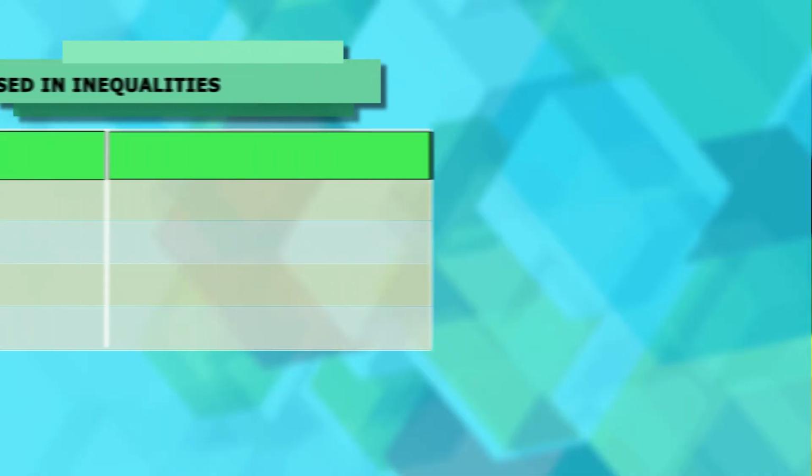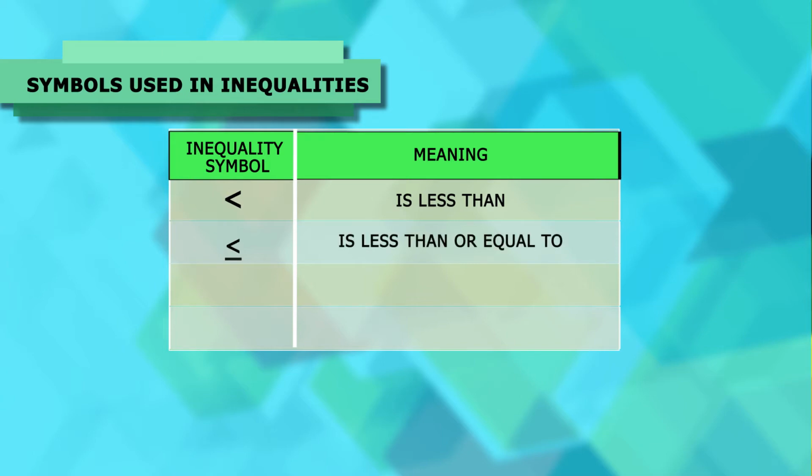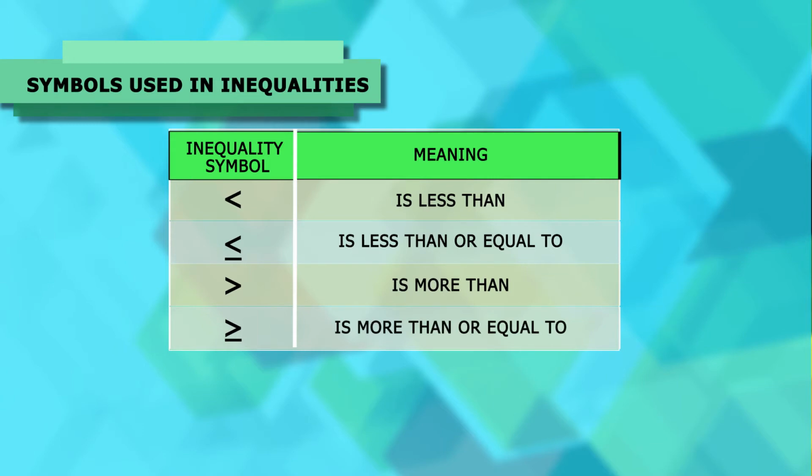We have four symbols that we usually use when we're talking about inequalities. And here we have those four symbols. The first symbol represents the less than sign, and we read this as is less than. The second symbol is read as is less than or equal to. The third symbol is more than, and the final symbol is more than or equal to.